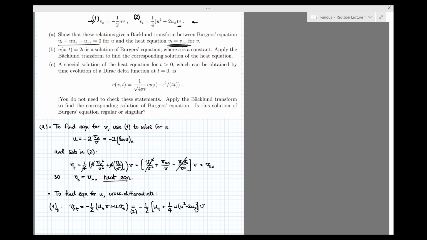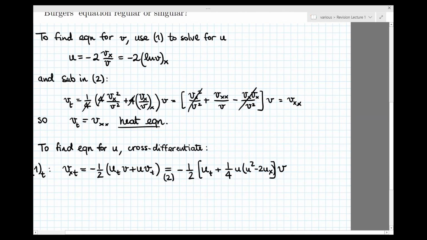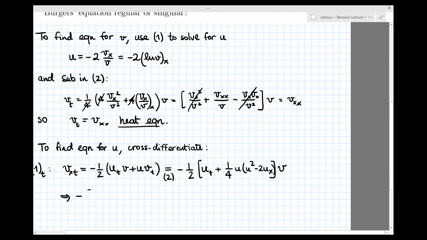So let's bring V to the left-hand side. So we can rewrite this as minus 2 Vxt over V is equal to Ut plus 1/4 U times (U squared minus 2Ux).